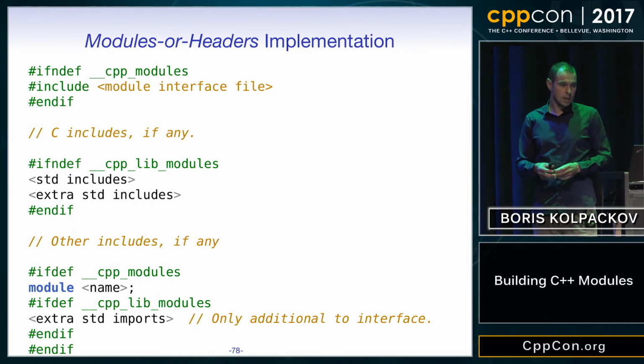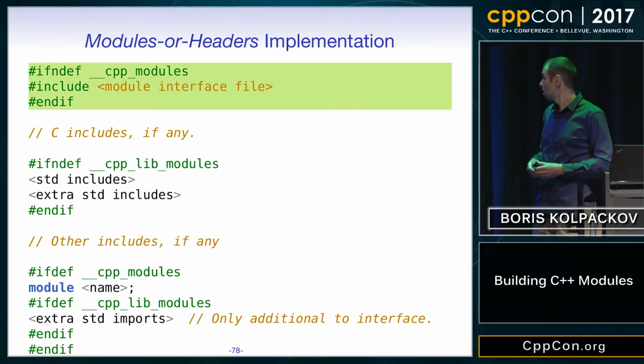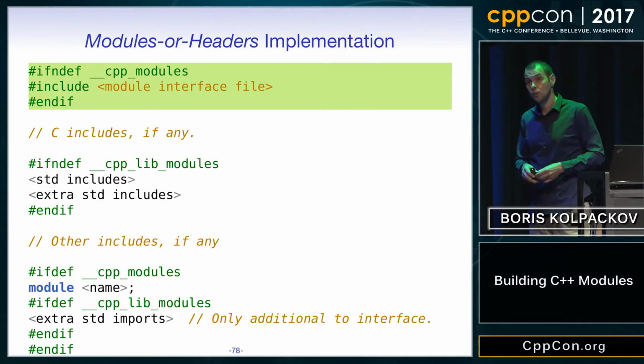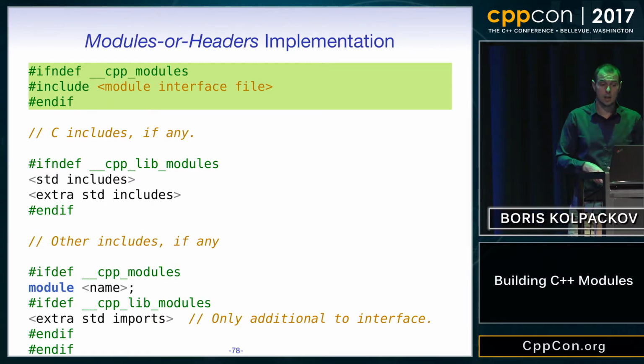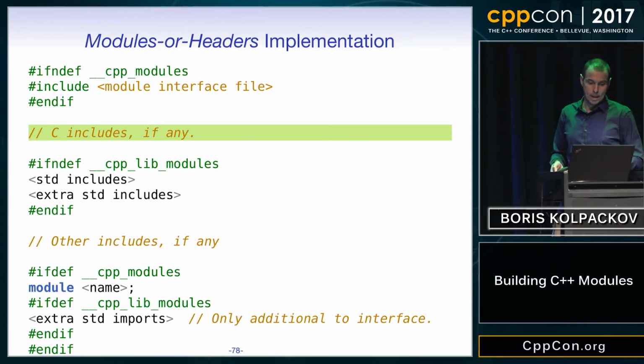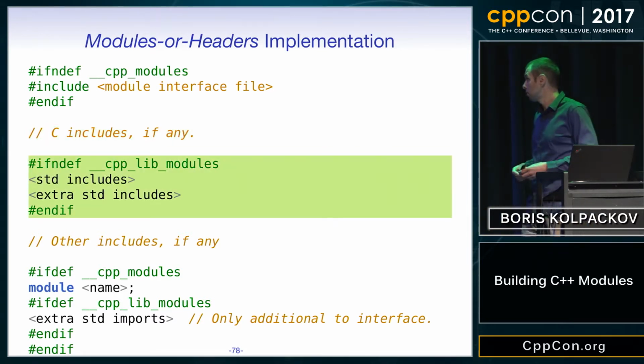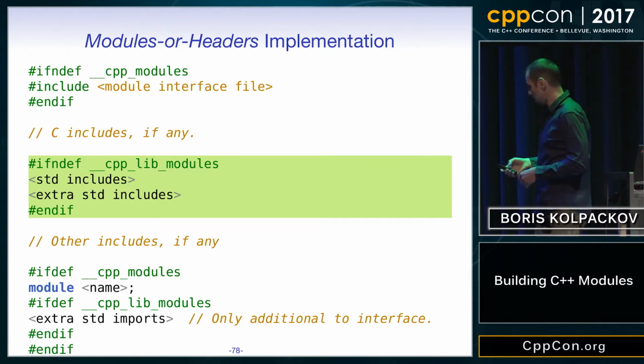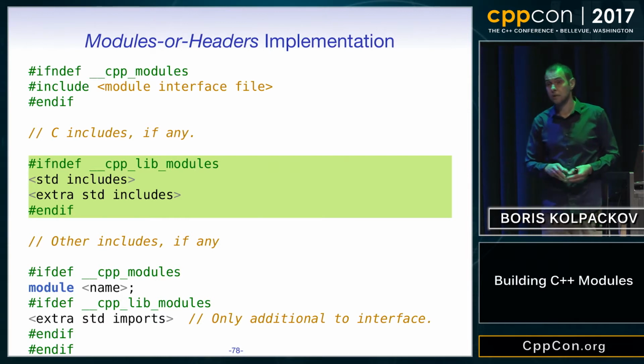Corresponding module implementation unit. So instead of pragma once, we have an include for when we are in the header mode, then we have, again, a block of C includes for the standard library. Now, here we have to actually re-include the standard library headers we specified in the interface.